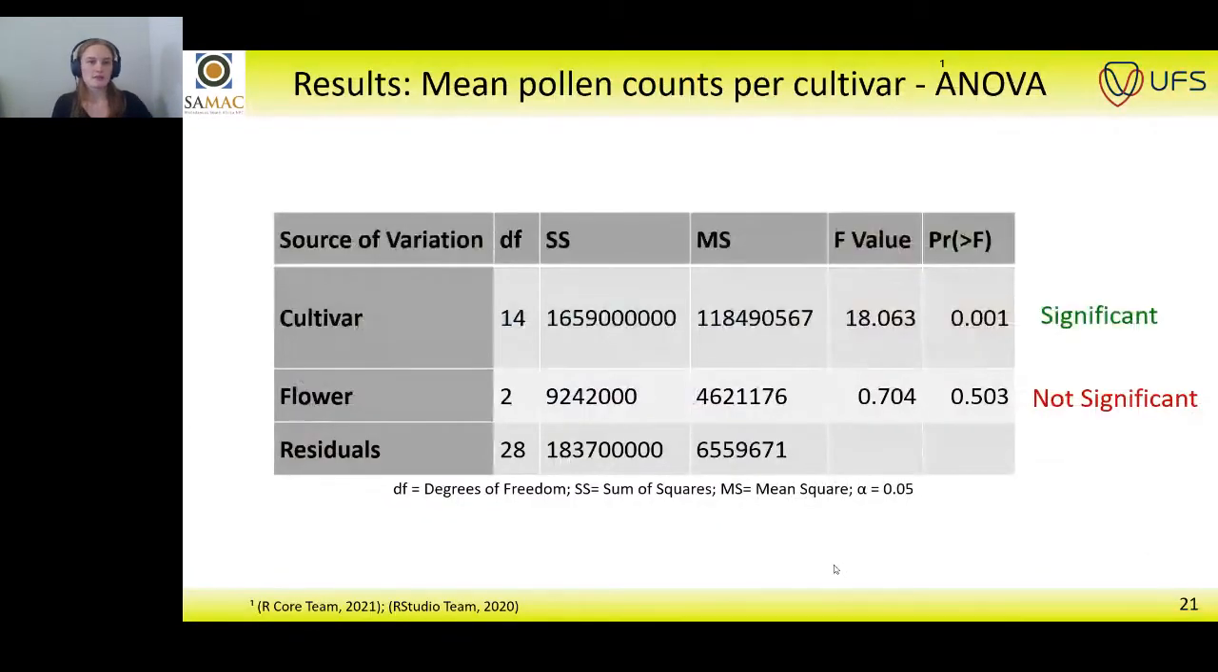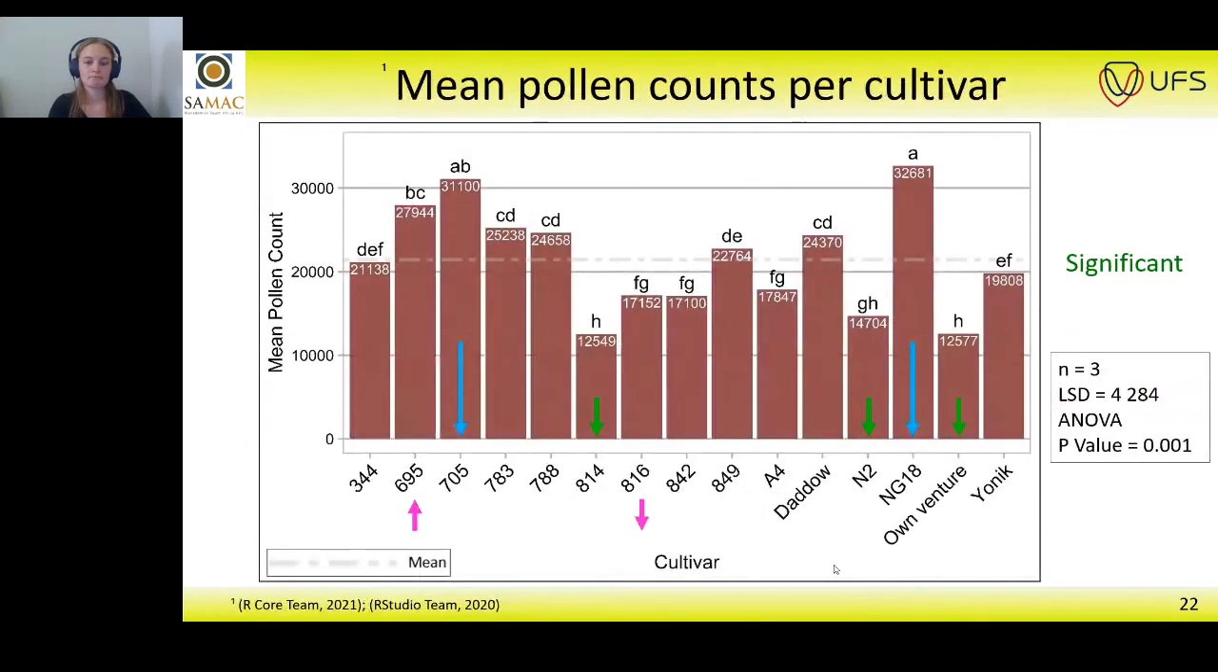For my results, for the mean pollen counts per cultivar I did an ANOVA. Here we can see that there is a significant difference between the cultivars, but not between the flowers themselves, which made up the biological replicates. As I mentioned previously, there is a significant difference between mean pollen counts per cultivar.